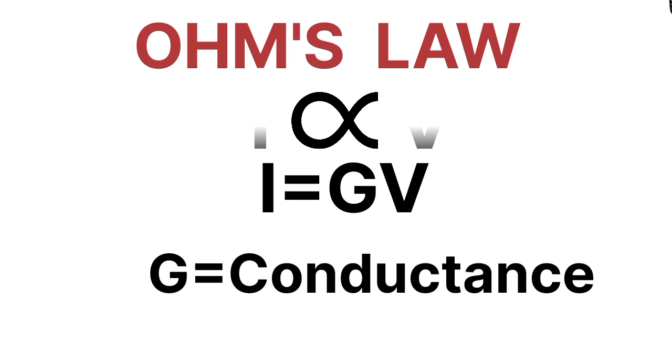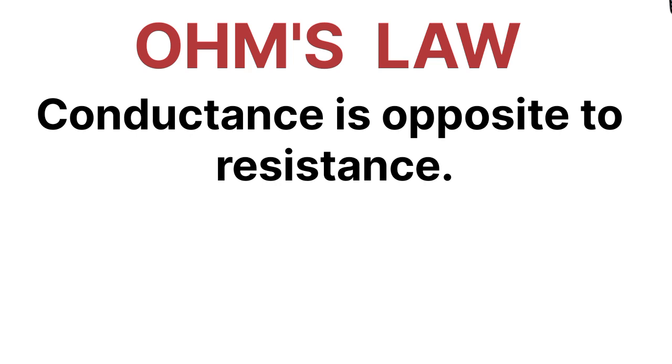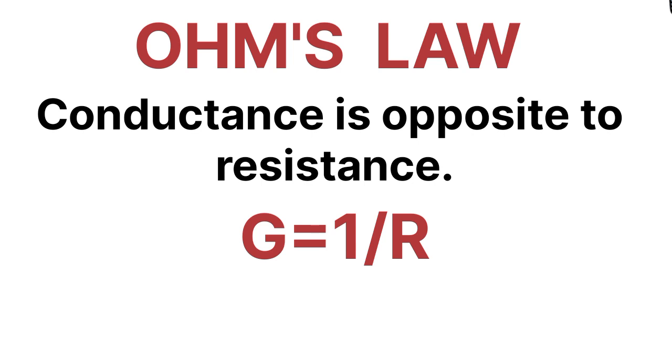So what is conductance? Conductance is opposite to resistance. Resistance means the opposition offered to the flow of electric current. G is opposite to the resistance, that is conductance. Okay, so the conductance formula is 1 by R.